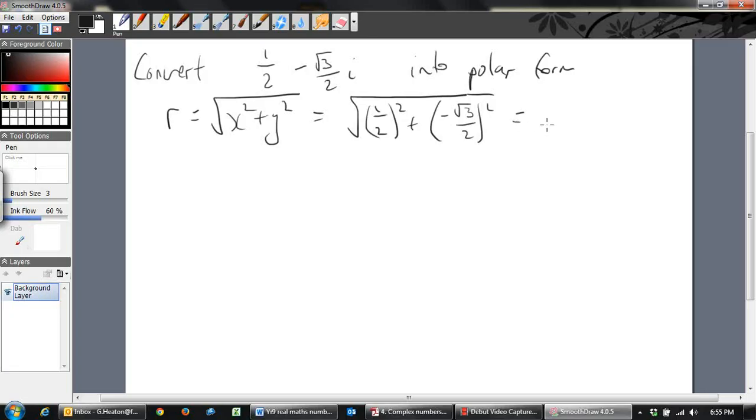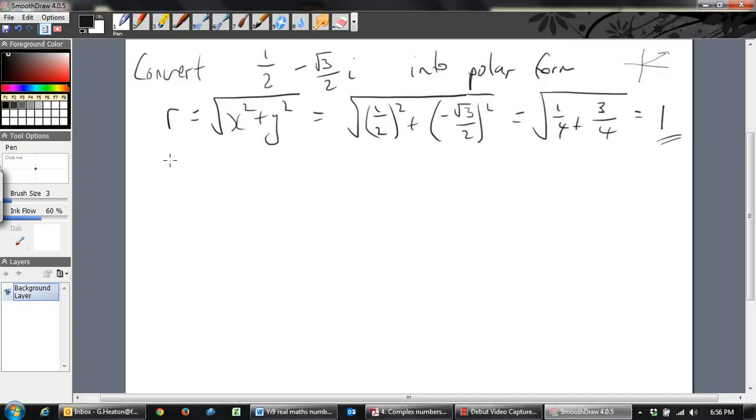What's a half squared? A quarter. What's all this squared? Well, root 3 squared is 3 and 2 squared is 4. And so that's all taken care of. What's a quarter plus 3 quarters? That's 1. What's the square root of 1? 1. Okay, so it is plus or minus 1, but r, because it's the radius coming out from the center of the diagram, is always positive. So 1, that's our radius.